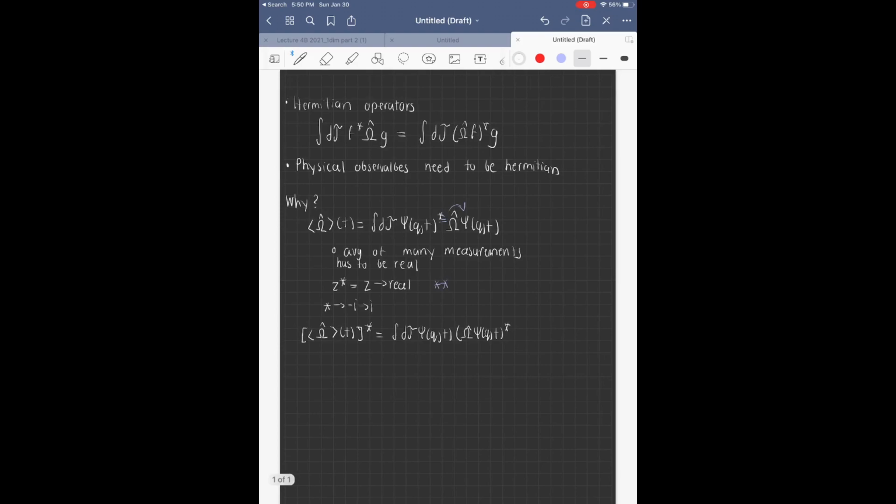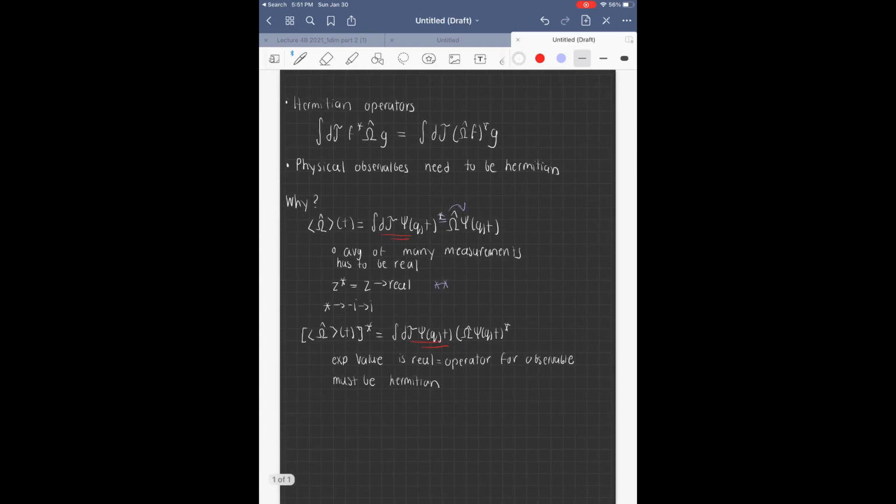This here proves that the observable or average value has to be real. So the expectation value is real, and that means that the operator also must be Hermitian. It doesn't matter where you apply the operator. The operator for an observable must be Hermitian, because this here is equal to this up here. Alright, now let's move on to the next section.